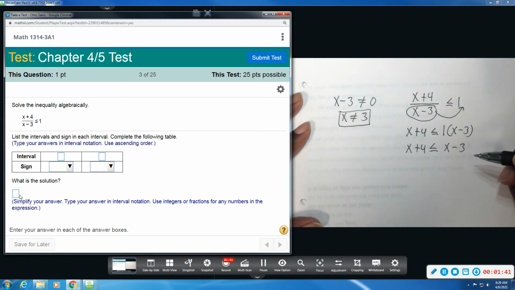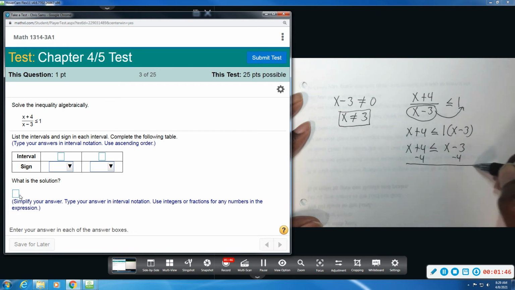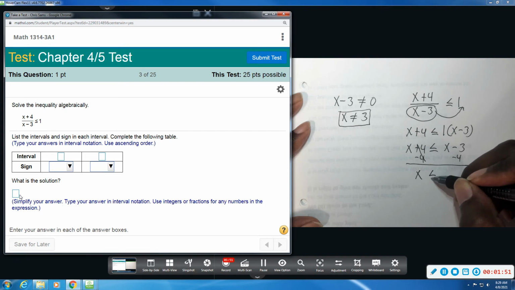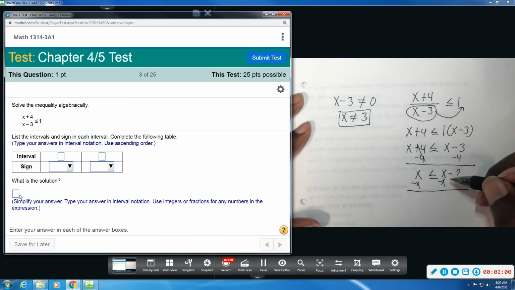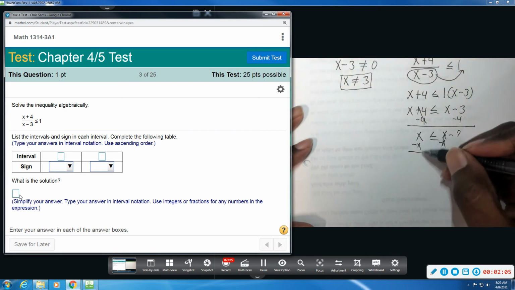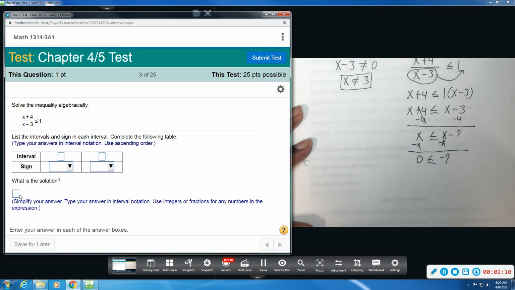All right, then we're going to combine terms. So I'm going to subtract 4 from both sides. That goes to 0, so that gives me x is less than or equal to x minus 7. And then we're going to move the x over by subtracting x. Okay, so here, when our x's divide out, they both go away. So we have 0 is less than or equal to negative 7. 0 is not less than negative 7. 0 is greater than negative 7. So on this part, we get no solution.